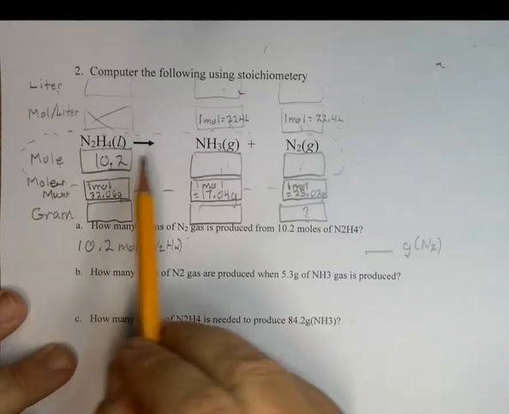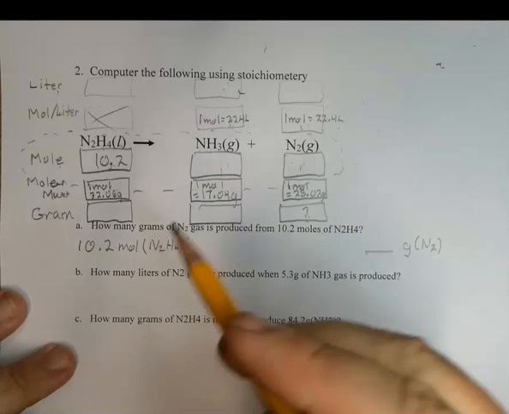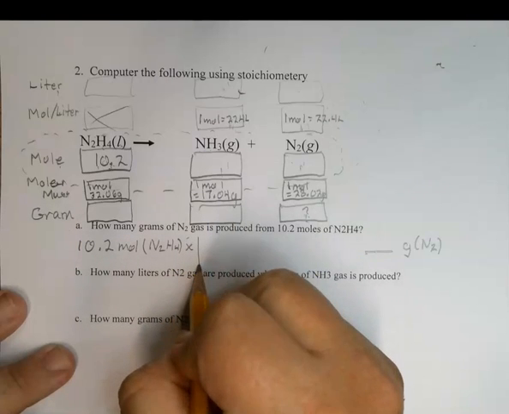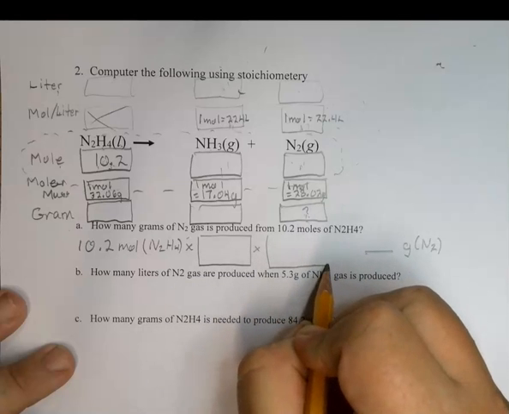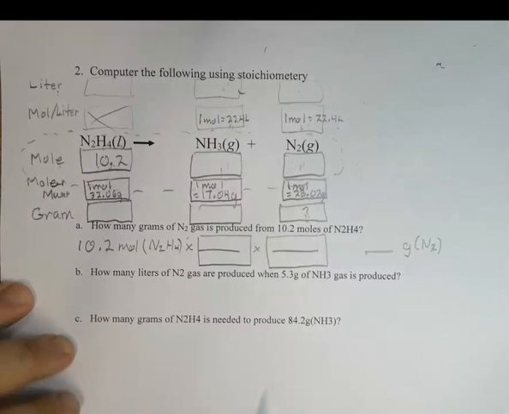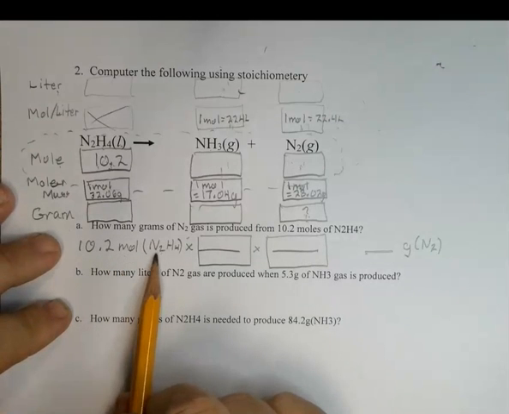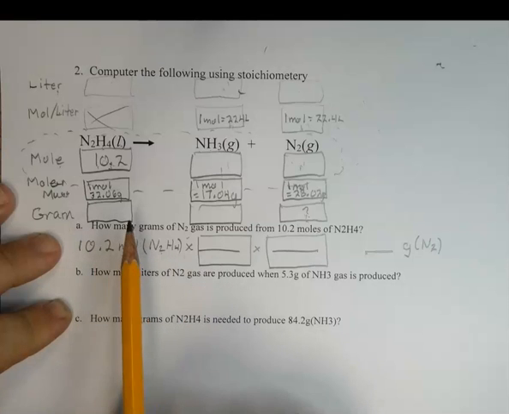Okay, and you saw that I had 1, 2 conversions. Again, one to go from here to here, one to go from there to there. So I'm going to draw 2 boxes. Okay, so to get this to go away, I need moles of N2H4 on the bottom. So what do we have to work with?